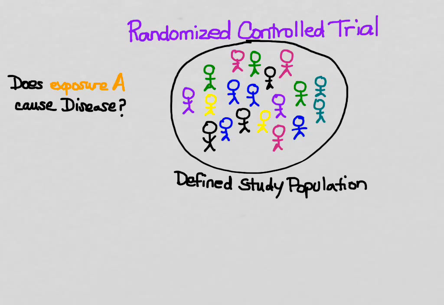Okay, so we want to know whether exposure A causes the disease, as usual. When we answer this question with a randomized controlled trial or an intervention study, first, as with all studies, we start with a defined study population. Since we're not in the ideal world, we have many, many differences among the people within our study population. So we want to create groups, one group which has the exposure and the other group that does not, and then see which group is more likely to develop the disease.